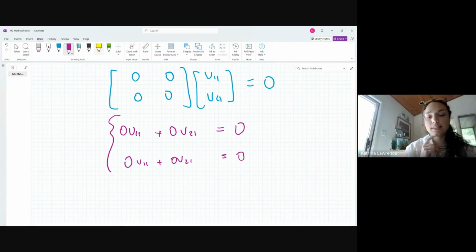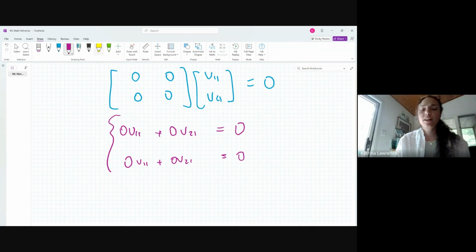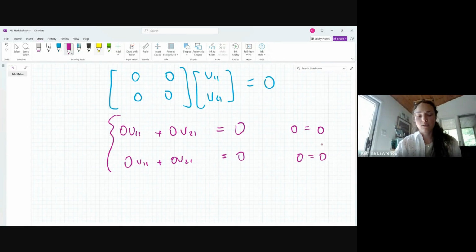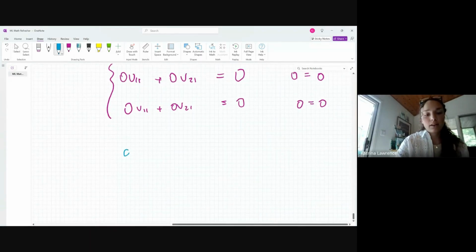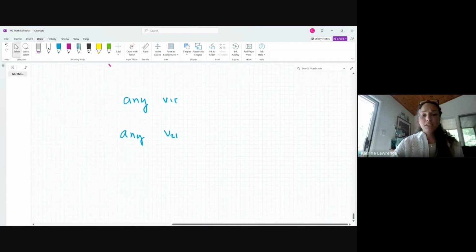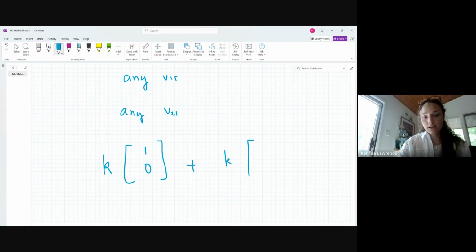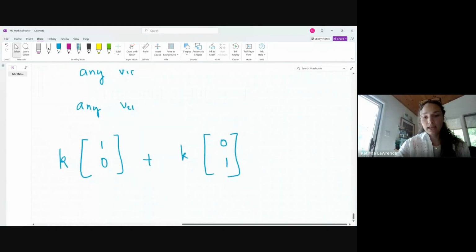So here we have a system. In order to solve this system, we have to think for a second, because it looks like we just have 0 equals 0 and 0 equals 0 over here. You might think, oh, we have no solution, but in fact, it's the opposite. That means that any value of v11 works, and any value of v21 also works. So as a result, our two eigenvectors are 1, 0, times any scalar, plus 0, 1, times any scalar, where k is a scalar.